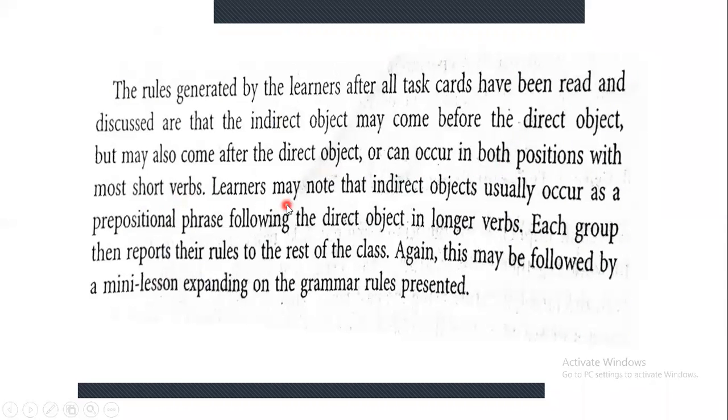Learners may note that the indirect object usually occurs as a prepositional phrase following the direct object with a longer verb. Each group then reports their rule to the rest of the class. Again, this may be followed by a mini lesson expounding on the grammar rule presented.